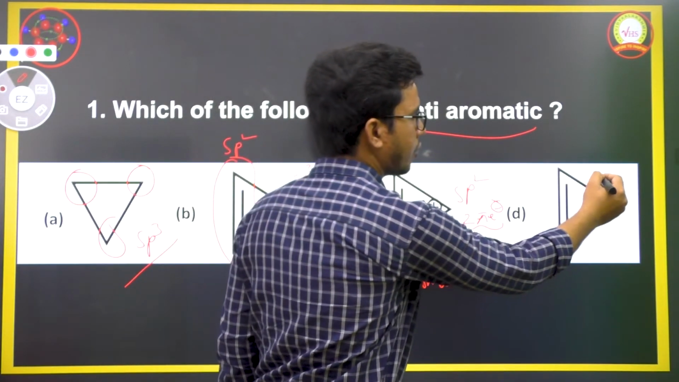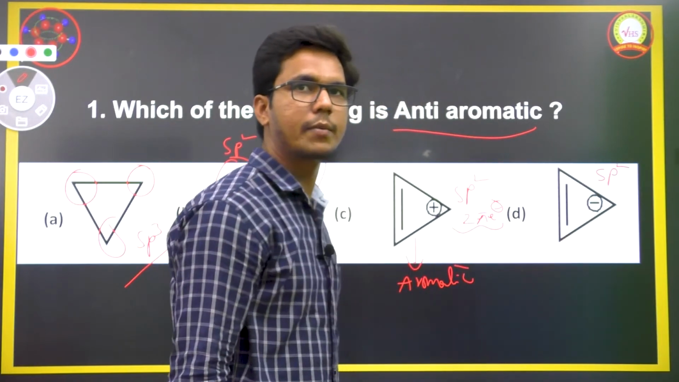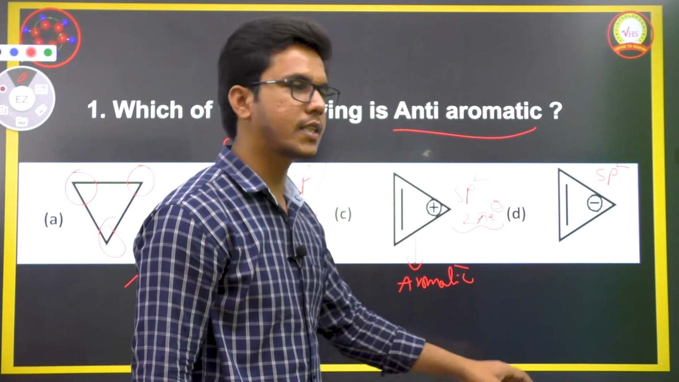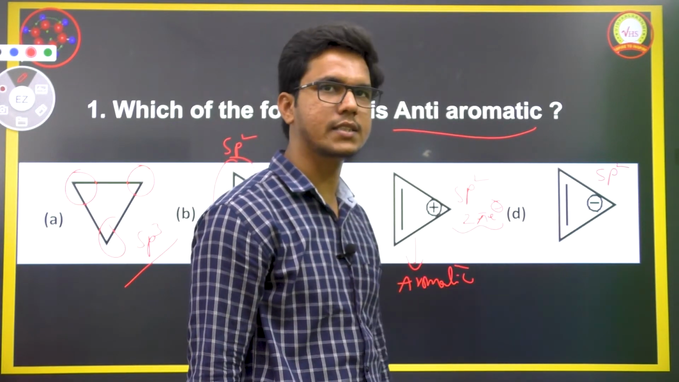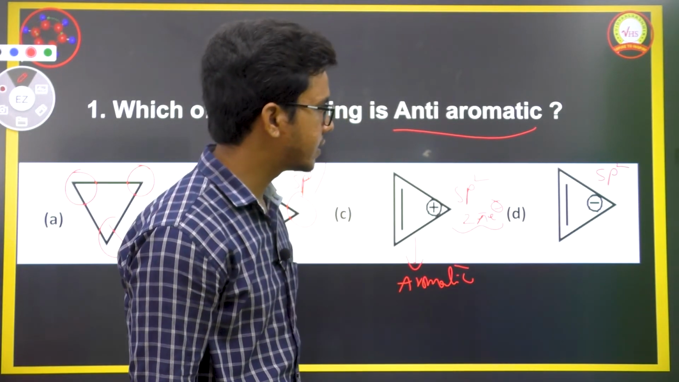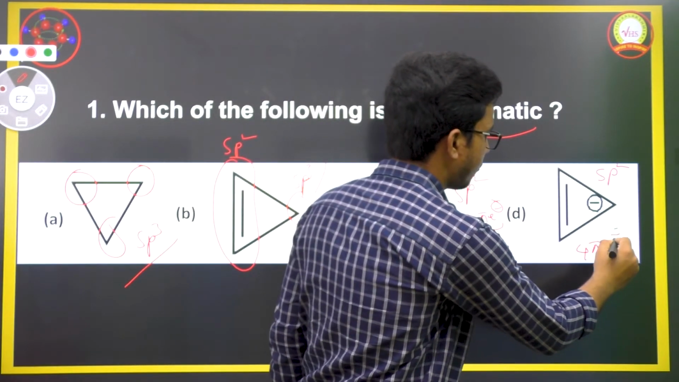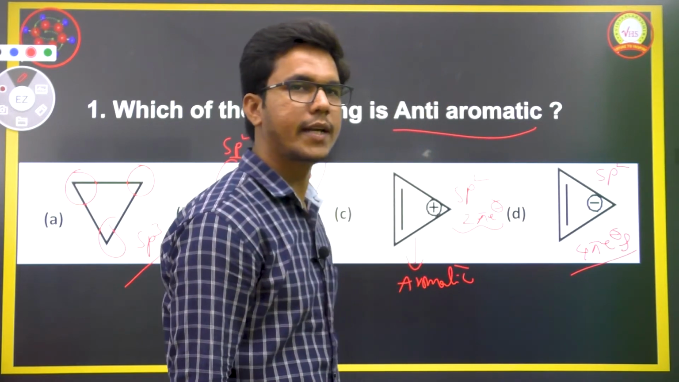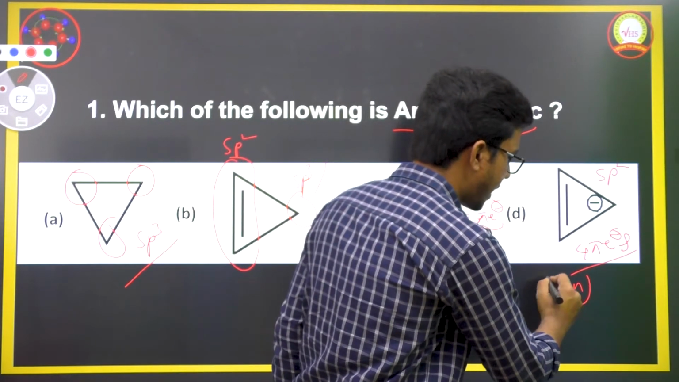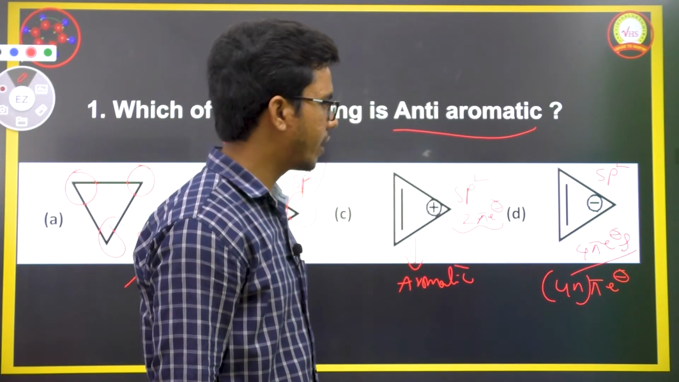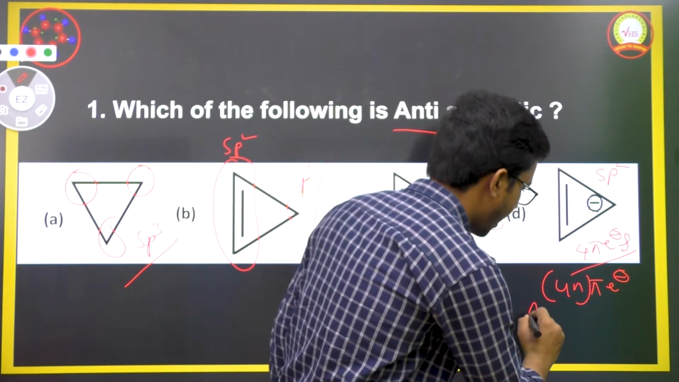But if we take the fourth one, all the carbons are sp2 hybridized, cyclic, planar, and complete delocalization is there. What kind of delocalization? Pi delocalization is there, and the number of pi electrons is 4. 4 pi electrons means what? It is obeying the 4n pi electron system. If it is obeying the 4n pi electron system, what is it? Anti-aromatic.